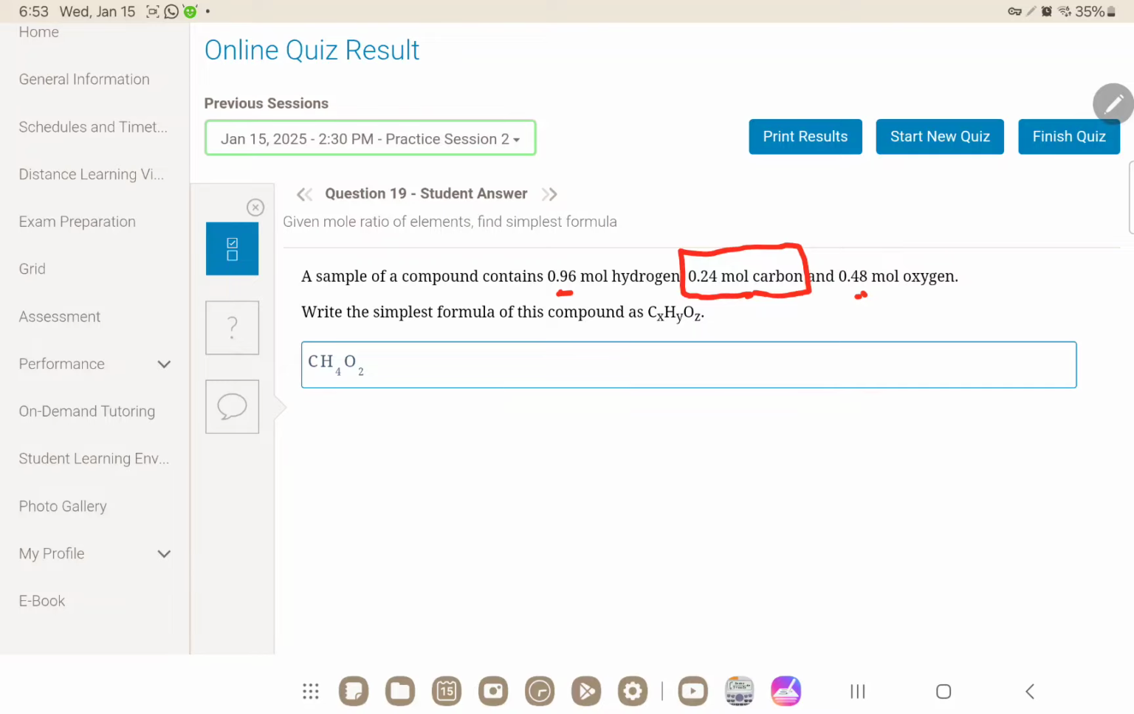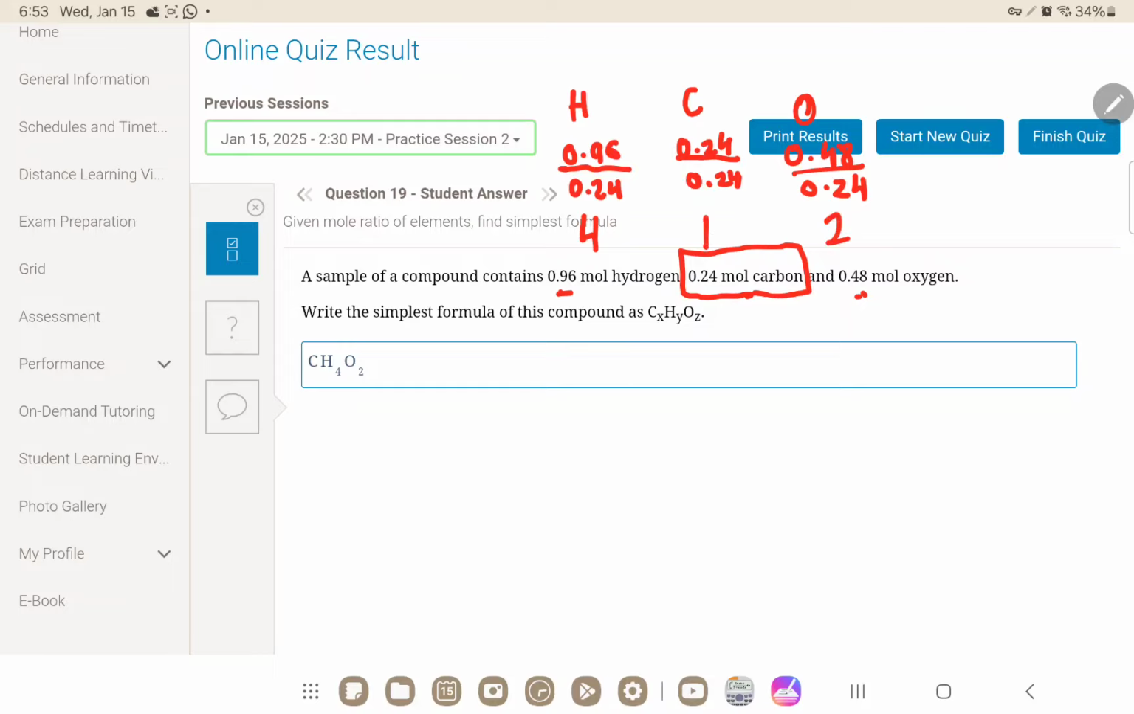So what you're gonna do now is take all your mole ratios. For hydrogen, you do 0.96 moles divided by 0.24. Then for carbon, 0.24 moles divided by 0.24. And then for oxygen, 0.48 divided by 0.24. Here you get the answer to be 4. Here it's gonna be 1. Here it's gonna be 2.